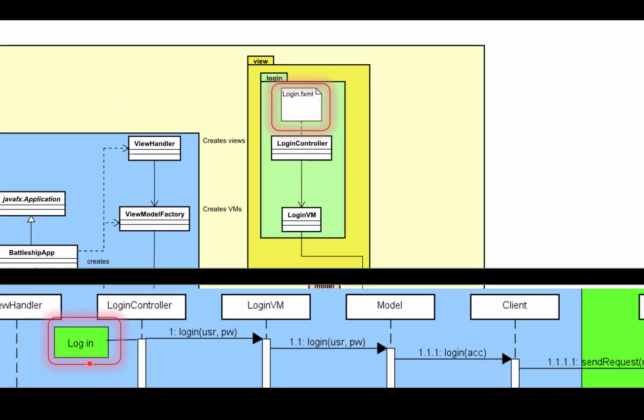I have a login button in the view, and if I click that, I want a method to be called in my login controller, right? The login controller will call a method on the login view model. I have indicated here that the login controller sends the username and password, but I think we're going to do data binding between the controller and the view model, so there will actually be no arguments here.